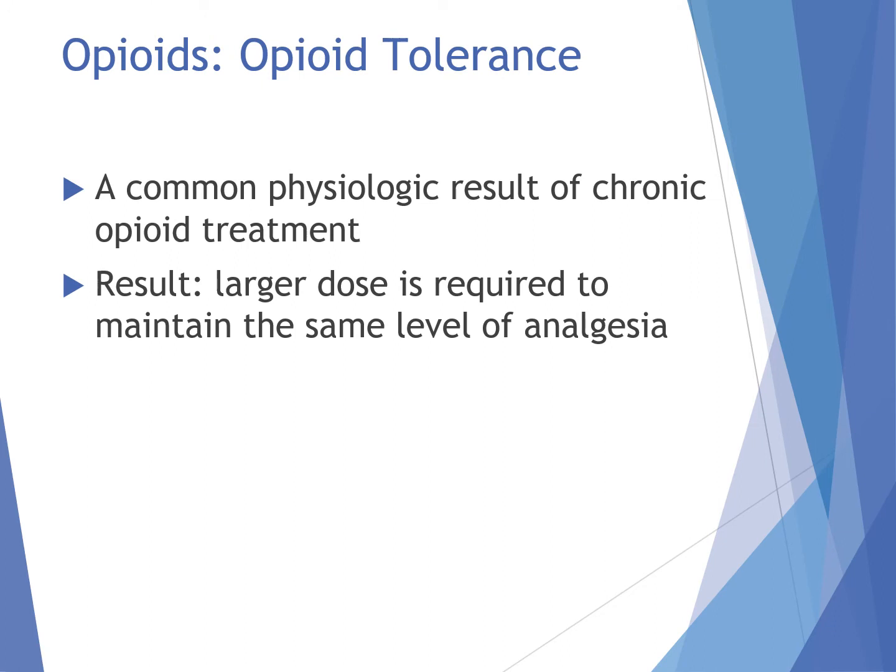Opioid tolerance. It's a common physiologic result of chronic opioid treatment. So somebody who takes opioids for a long period of time, guess what? They're going to stop working as effectively as they did in the beginning. The result is we have to continue to increase the dose. Larger doses are required to maintain that same level of analgesia. Oftentimes, this is what leads us to opioid addiction. So we don't want to let our patients get to a level of opioid tolerance. We need to try to do some other things for pain management before they get to this level.